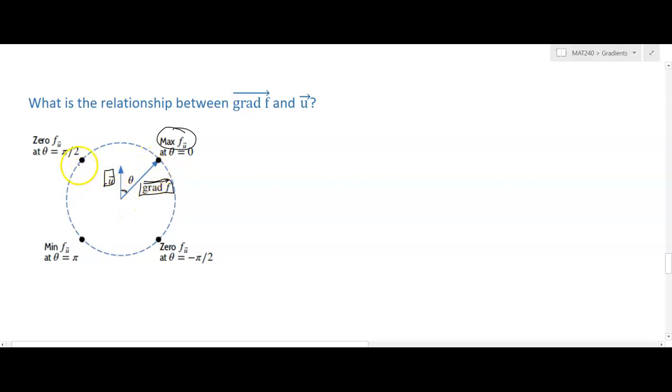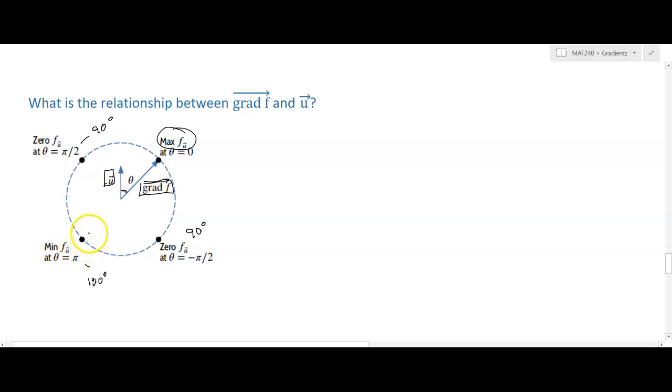If we travel perpendicular, so pi halves, which is 90 degrees, or this negative pi halves, which is still 90 degrees, then what we're going to get is 0 f sub u. In other words, no change in our elevation. And if we travel opposite the direction of the gradient, theta equals pi, which is the same thing as saying, again, 180 degrees, then we get the minimum possible f sub u.